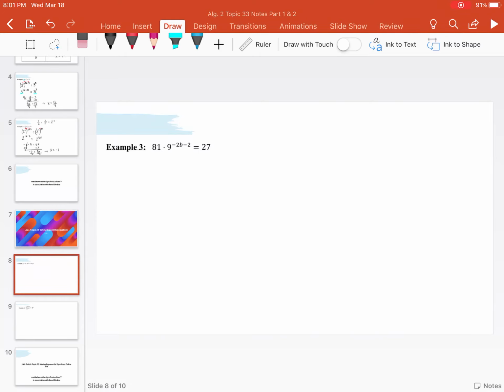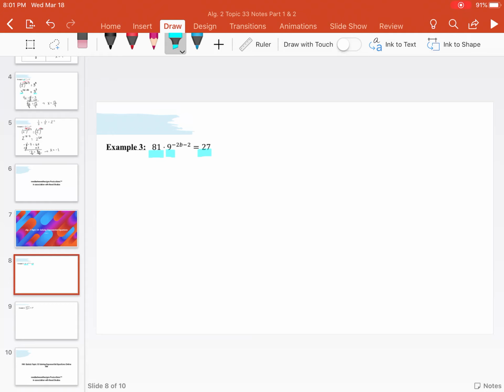So example 3, we have 81 times 9 to the negative 2b minus 2 equals 27. So here we want to think, can these all be rewritten as the same base? Now you could do this one of 2 ways. You could take into account all of the bases that you see here, or you can break it up. For the sake of this video, I'm going to break it up so it's a little bit more manageable. So we're not going to deal with the 27 right now. We're just going to deal with the left-hand side.